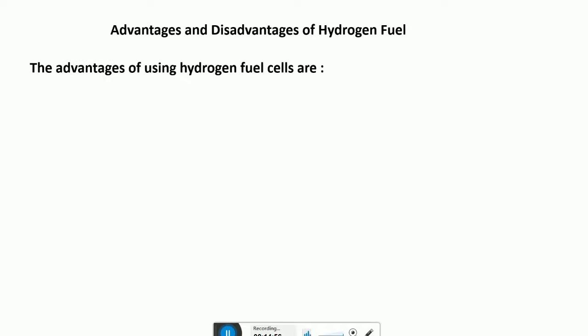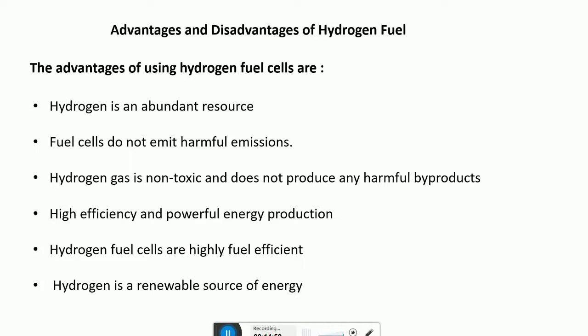First we consider the advantages of the hydrogen fuel cell. Hydrogen is an abundant resource. Fuel cells do not emit harmful emissions. Hydrogen gas is non-toxic, and it does not produce any harmful byproducts. High efficiency and powerful energy production. Hydrogen fuel cells are highly fuel efficient, and hydrogen is a renewable source of energy.